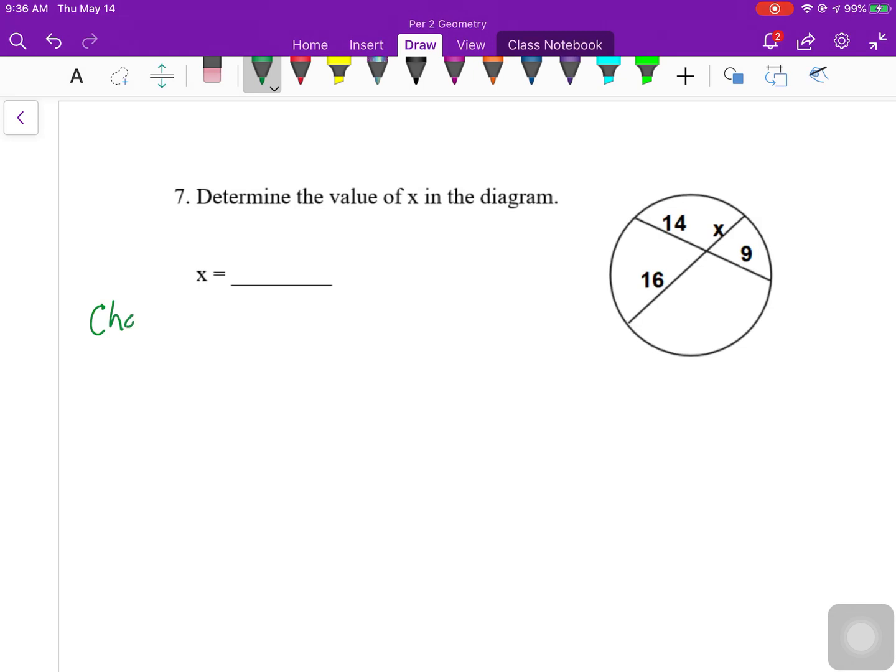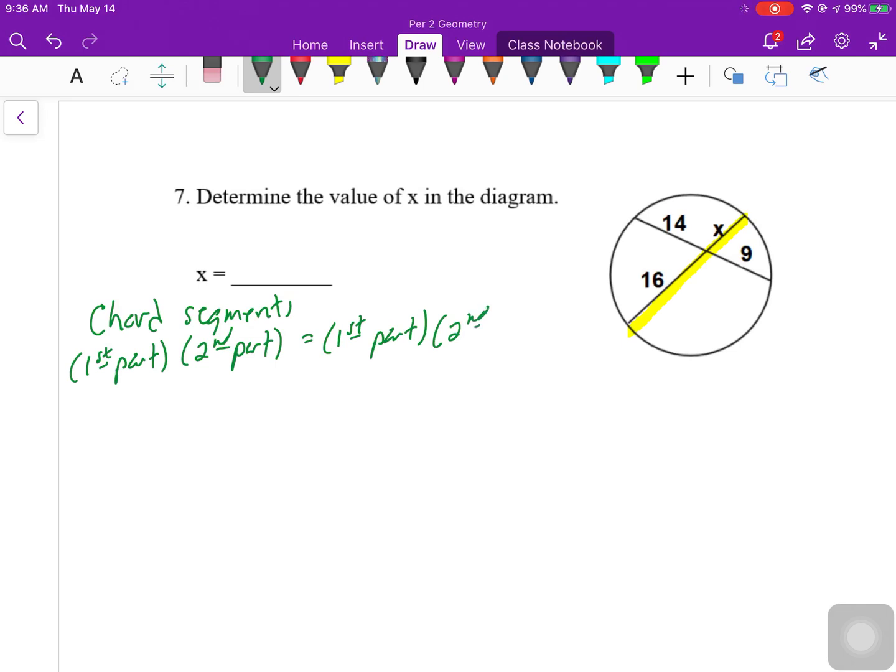The next one brings up another type of segment. This was actually the first one that we talked about in this chapter. These were called chord segments. And for chord segments, we had a different pattern. There was no outside. What we actually did was we did first part times second part on one of the chords, right here, will equal first part times second part on the other chord, like this one.